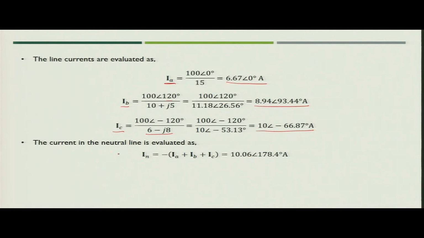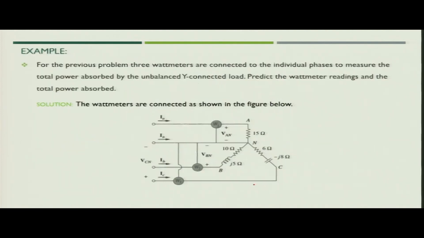To get the value of neutral current, IN will be nothing but equal to minus of IA plus IB plus IC. So, when you sum up, you will get the value of neutral current as 10.06 angle 178.4 degree ampere.